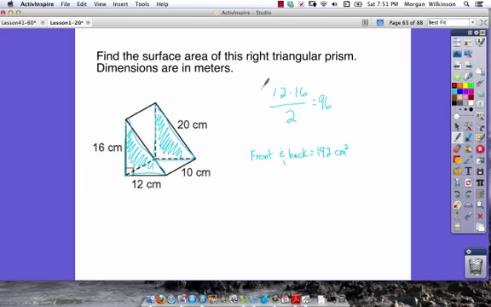Let's go ahead and look at some more of our right triangular prism. Let's look at the bottom. The bottom is a rectangle. And the rectangle on the bottom, this piece where it's sitting flat, we've got a length of 12 and a width of 10. So the bottom is going to equal 12 times 10, which we know is 120. And that's going to be square centimeters as well. We're getting close to finishing this problem.